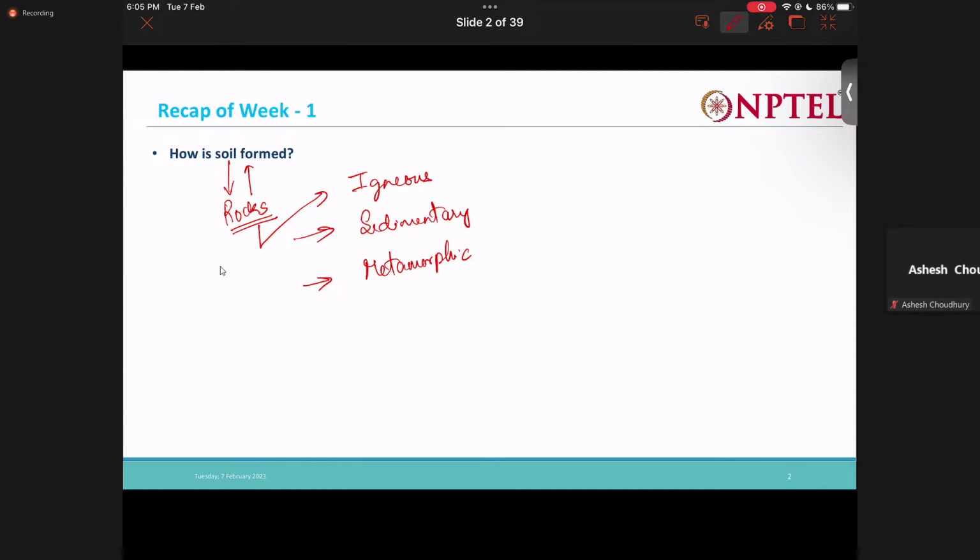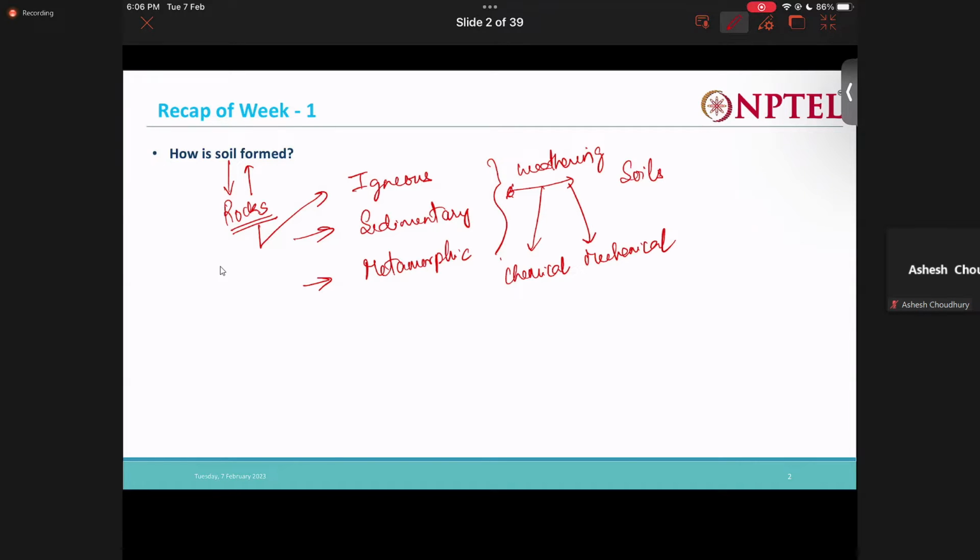After this we learned how soils are formed from these types of rocks. Soil is very granular, very microscopic; the soil particles are microscopic. So how are soils formed? These rocks undergo weathering. Weathering is the process through which soils are formed from the rocks, and it can be of two main types: chemical weathering and mechanical weathering.